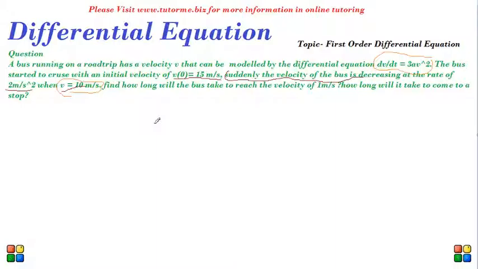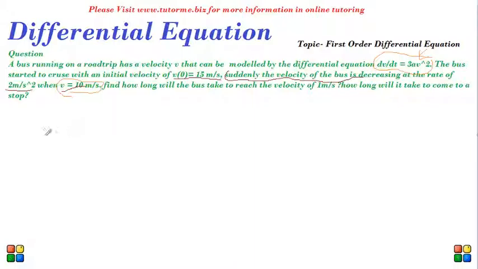The question we have today is about a bus which is traveling on a road trip with a velocity that can be modeled with the differential equation dv over dt given by 3av squared, which is here. The bus started to cruise with an initial velocity of v at 0 equal to 15 meters per second. Suddenly the velocity of the bus started decreasing at the rate of 2 meters per second squared when the velocity of the bus was 10 meters per second. So we need to find how long the bus will take to reach the velocity of 1 meter per second and how long it will take to come to a stop.